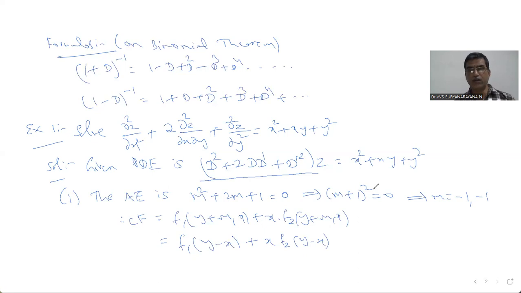Now, for the second step, for particular integral, we need the inverse operator. We have to apply the inverse operator of LHS on the right-hand side function. So that is our second step, particular integral. So the particular integral is 1 by the LHS operator.